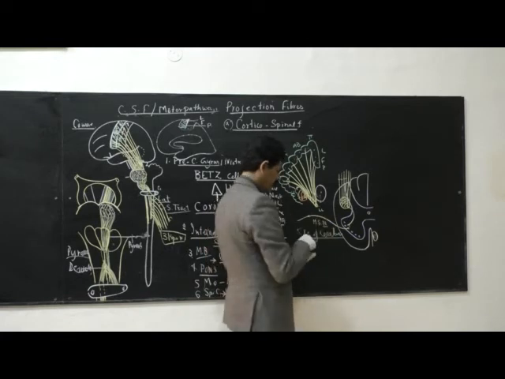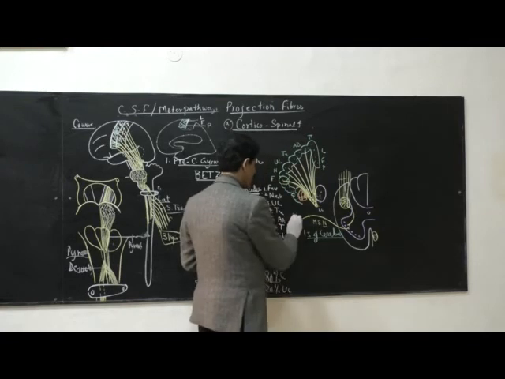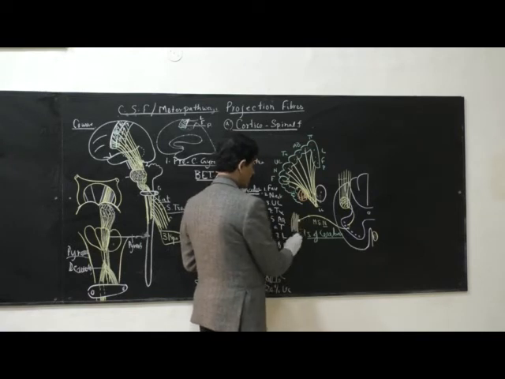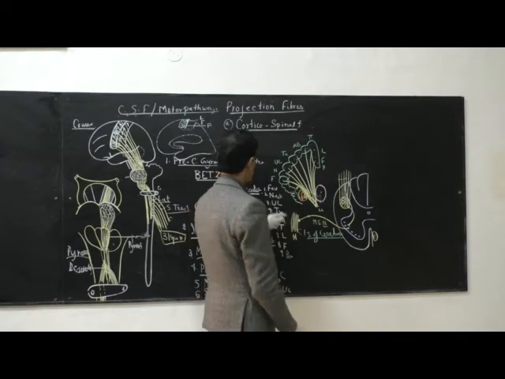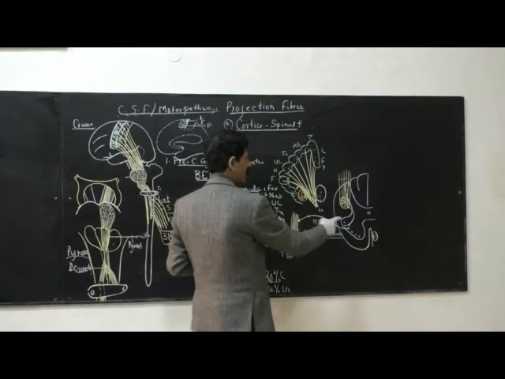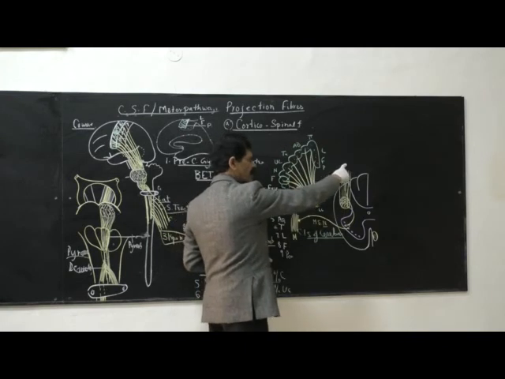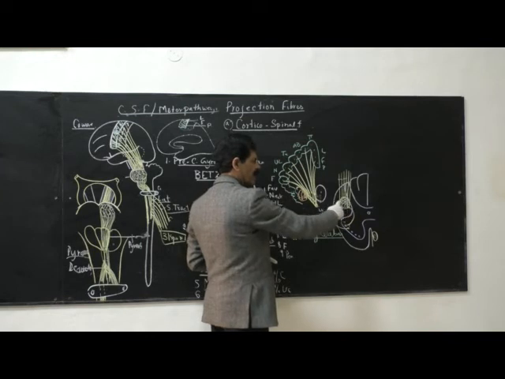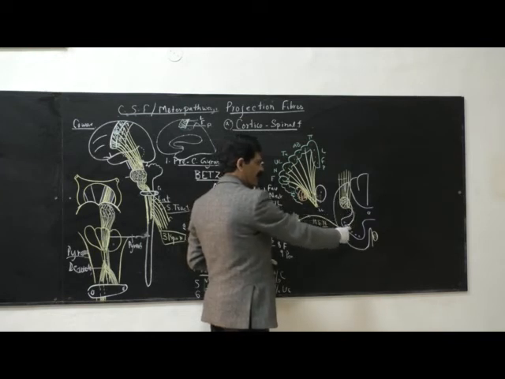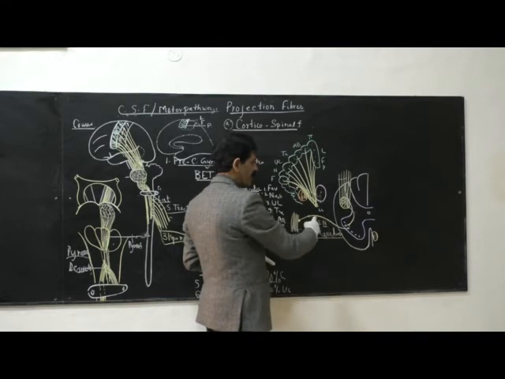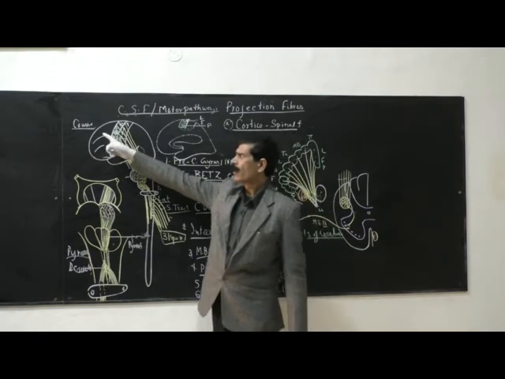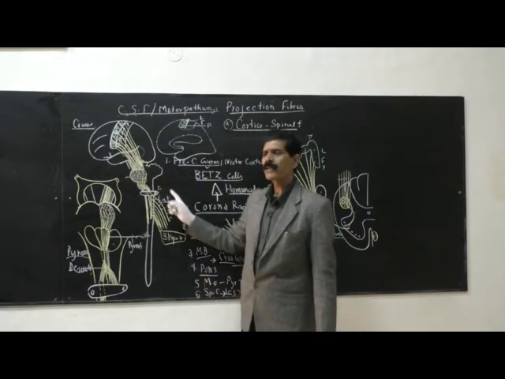And as it is labeled as motor, it will end in skeletal muscles of the human body from head to toe. So they end in the muscles. This is called the corticospinal tract, because the fibers start from the cortex, the precentral gyrus, come into the spinal cord as the lateral corticospinal tract, and come out of the spinal cord from the ventral horn and end in the muscles. So this is the course, or the journey, of the corticospinal tract.